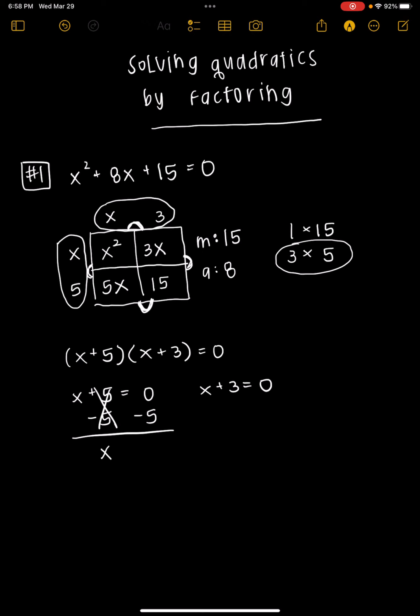We're just left with x is equal to 0 minus 5, which is negative 5. Then over on the x plus 3 side, we're going to subtract 3 from each side. The 3's cancel out. We're left with x on the left side is equal to 0 minus 3, which is negative 3. And now I have 2 answers. X is equal to negative 5 and x is equal to negative 3. And those are my 2 answers.